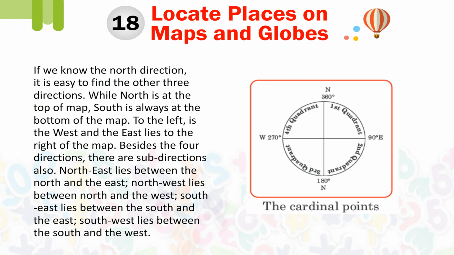While north is at the top of a map, south is always at the bottom of a map. To the left is the west and the east lies to the right of the map. Besides the four directions, there are sub-directions also. Northeast lies between the north and the east. Northwest lies between north and the west. Southeast lies between south and the east. Southwest lies between the south and the west.